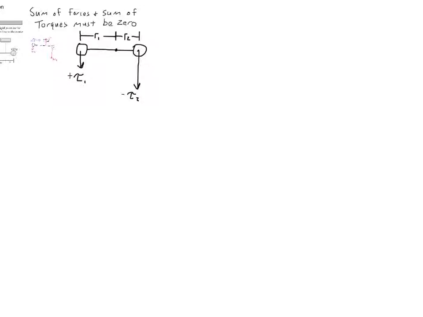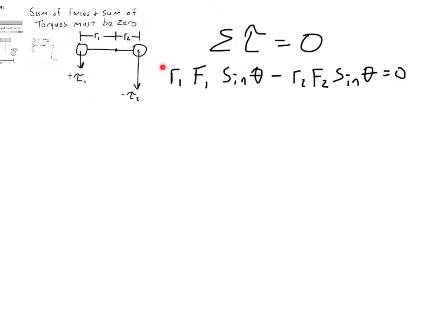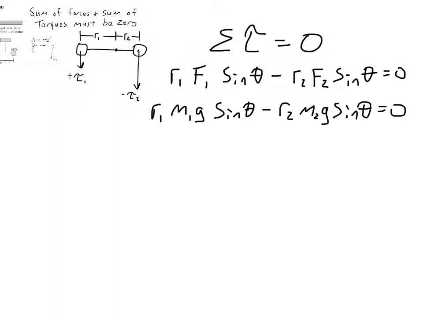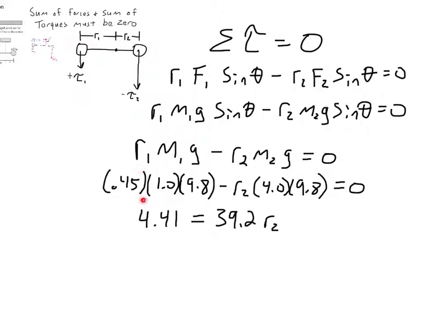Okay, so that's where we can begin with solving this problem, by saying that our net torque is equal to 0. And because our expression for torque is r F sine theta, we can plug those in, paying attention to our positive torque and our negative torque. And because our forces are due to the weights of the two spheres, we can plug in weight here. And finally, because our weights are acting at a 90-degree angle to our lever arm, then the sine of 90 is 1, and we can get rid of that. So when we substitute in all of our values and solve, we end up with R2 equals 0.113 meters, or 11.3 centimeters.